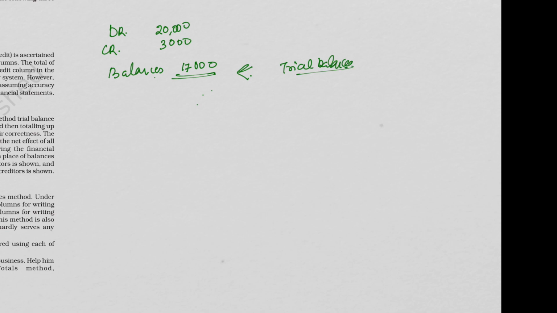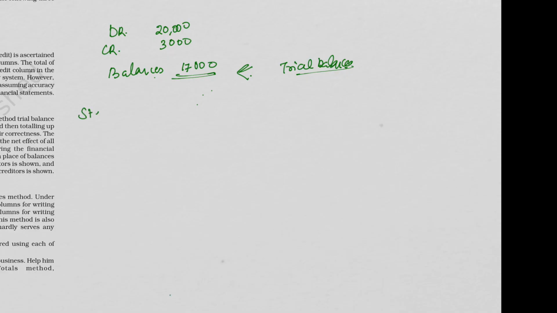Now suppose we have a machinery account. On the debit side we have 20,000, on the credit side we have 3,000. So basically the balance would be rupees 17,000. So this balance will appear in the trial balance.